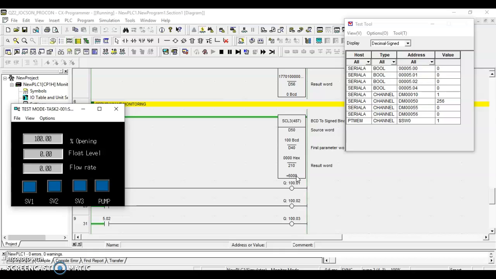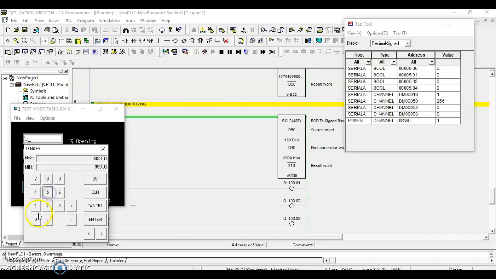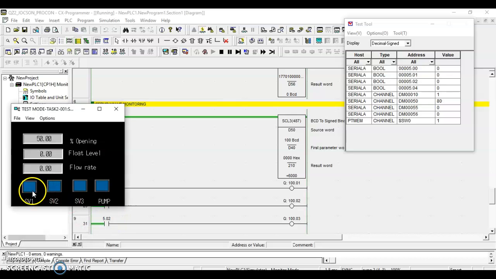opening of the servo valve. So 50. Okay, this is the half of the resolution, half of the 6,000, which means that the simulation and the ladder diagram created is correct.